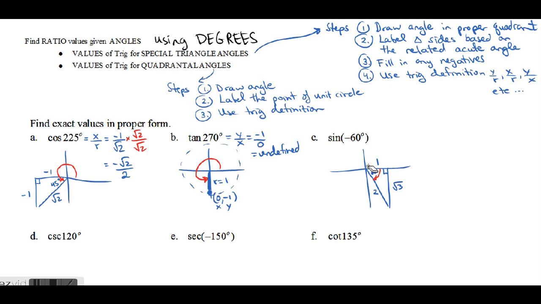Now we just need to fill in any negatives. Anything to the left and anything down is negative. Radius is never negative. So this radius looks like it's down, but you never labeled the radius negative. So the y value here would be negative. The x value will remain positive. And so the definition of sine is y over r. And so negative root 3 over 2 is the final answer.